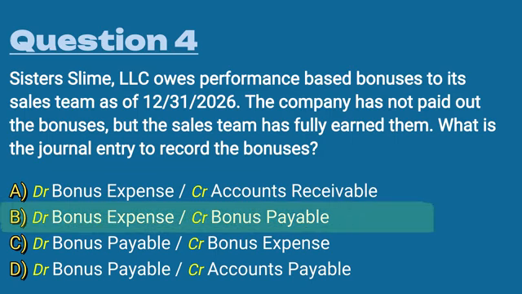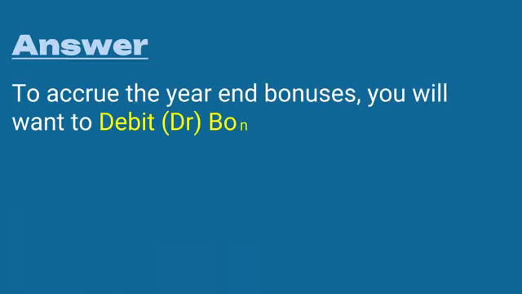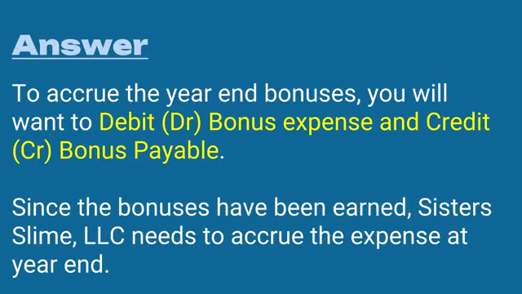The answer is B. You're going to debit bonus expense and credit bonus payable. To accrue year-end bonuses, you're going to debit bonus expense, which is on the income statement, and you're going to credit bonus payable, which is on the balance sheet. Since these bonuses have been earned by the sales team and we're on an accrual basis of accounting, we need to recognize the bonus expense in this period and not necessarily when the cash gets paid out.